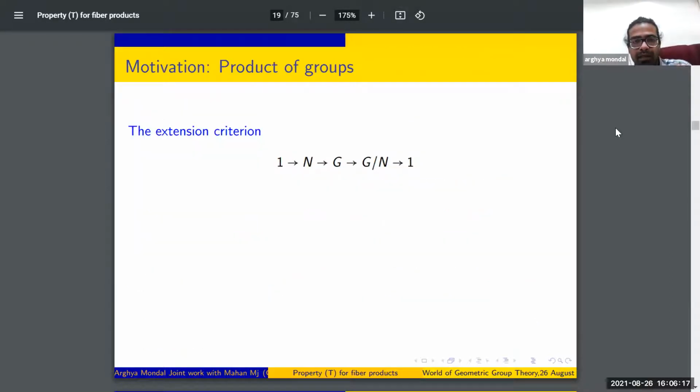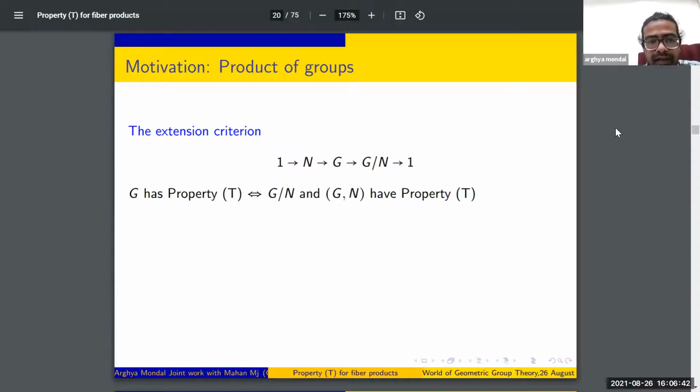Now let me give some motivation for our question. If two groups have property T, whether the product also has property T, which is true. In fact, we can ask a more general question. Suppose you have a short exact sequence, and the quotient and the kernel both have property T, then does the group itself have property T? And the answer is yes.